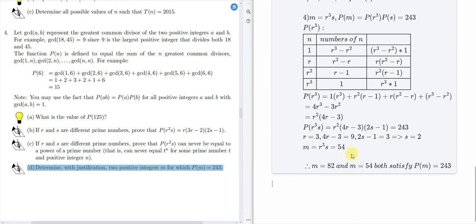So we get two positive integers: m equals 82 and m equals 54. Both satisfy pm equals 243. And I will leave a challenge to you: why m cannot be something like r, s, and t, three different prime numbers.